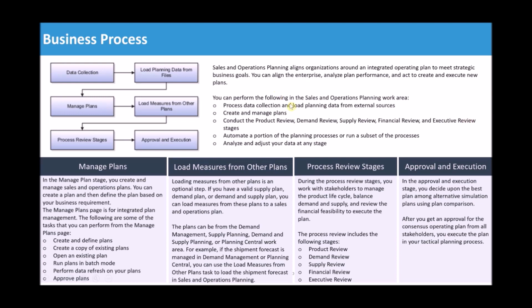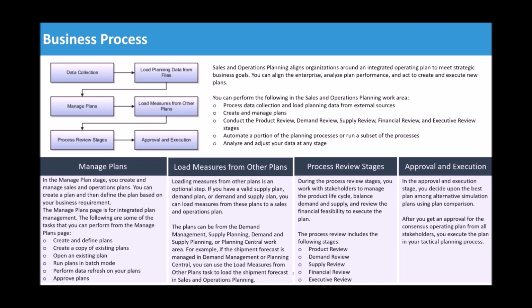So here are the key points to understand about sales and operational planning. Sales and operational planning aligns organizations around an integrated operating plan to meet strategic business goals. So these are the key important points. One is, it helps you align the organizations with an integrated operation planning. Till now, what we have been doing was more for planners or buyers; those departments are involved. Finance is not involved in your daily production plan or your demand plan. It's mostly the operations, and within operations it is the planning department, purchasing department, and maybe to an extent production.